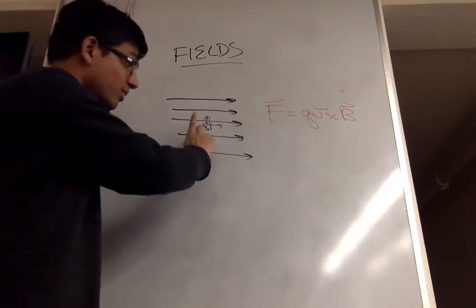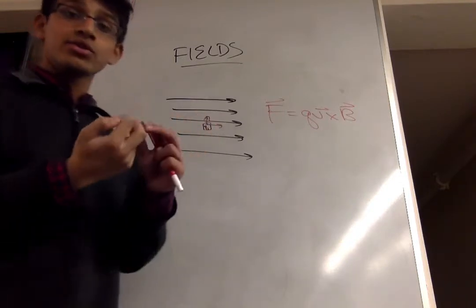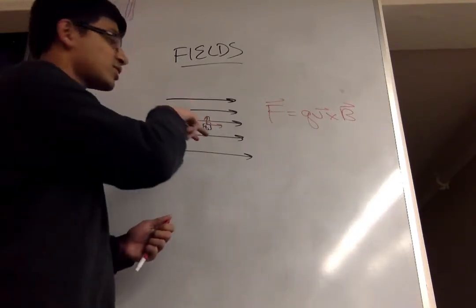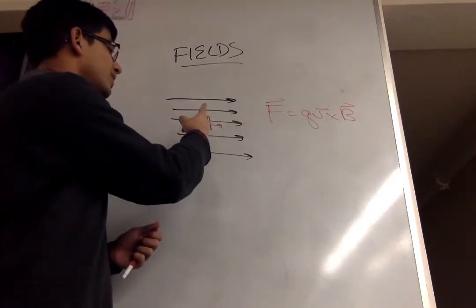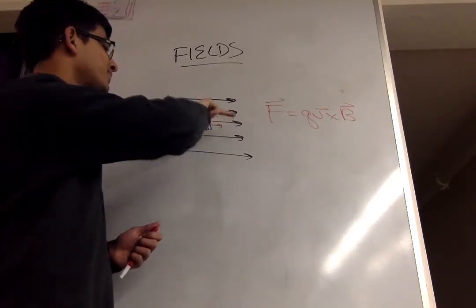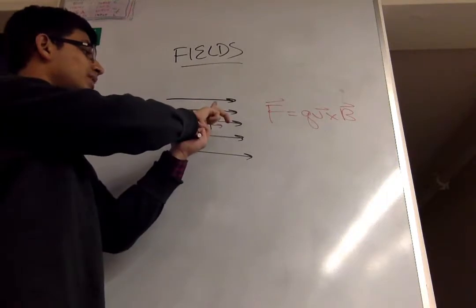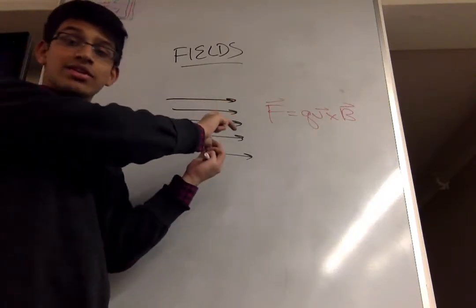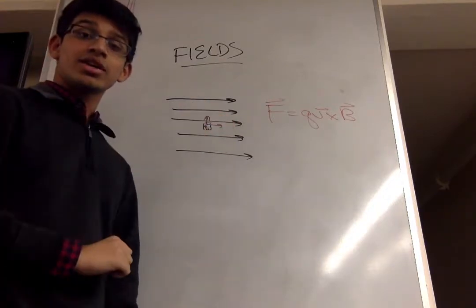So in this case, it's going to be going upward. Then you use your middle finger and you point that in the direction of the B field. So V is going here, and B is going this way. Whichever direction the thumb points in is the direction of the force exerted on this particle.